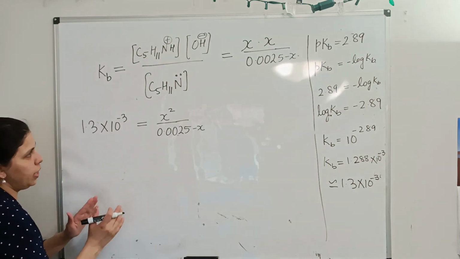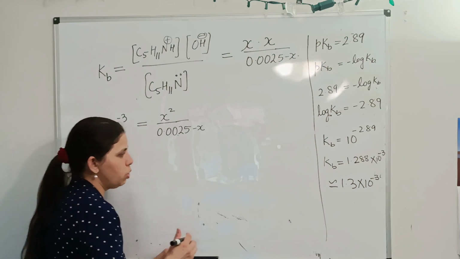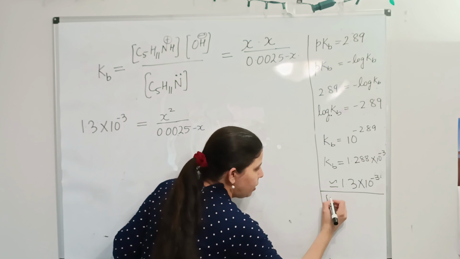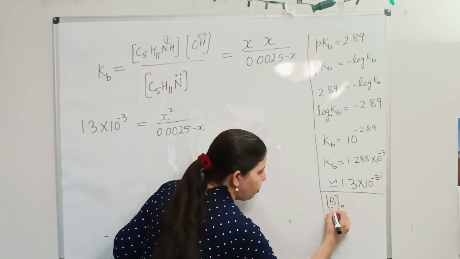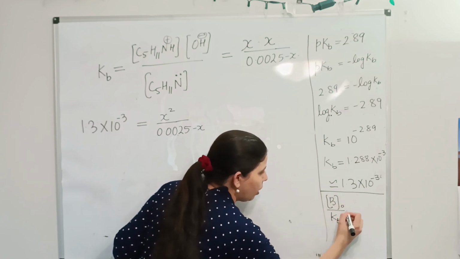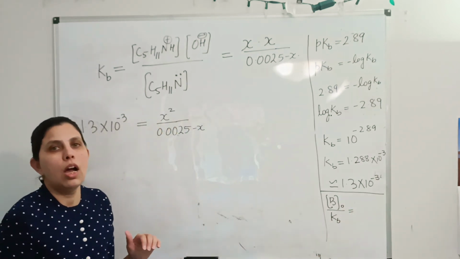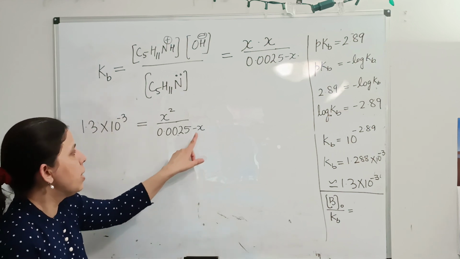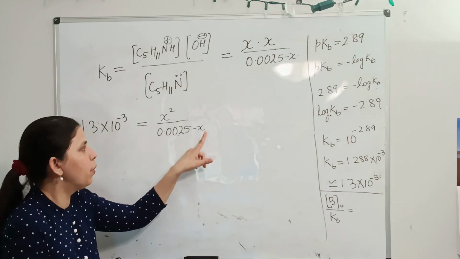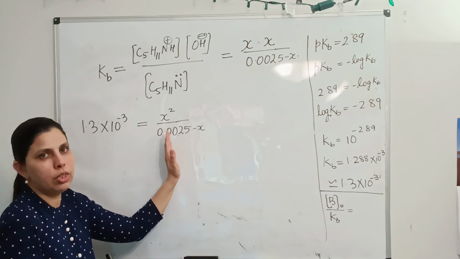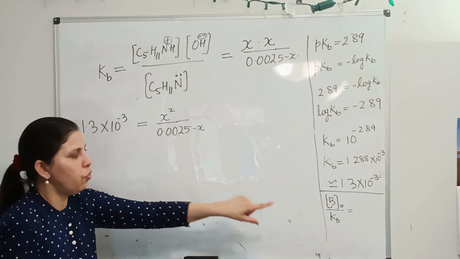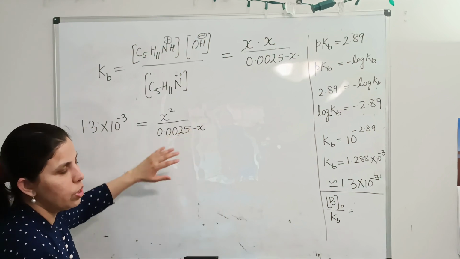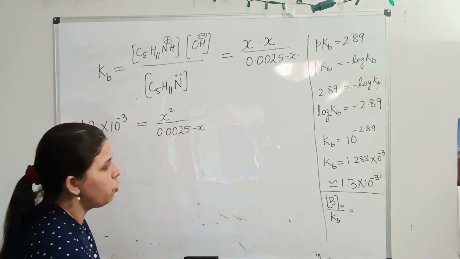To check if we can apply that approximation, what we can do is take the initial concentration of the base divided by Kb. If it comes out to be equal to or more than 400, then we can neglect or ignore x in comparison to this value. And if it is less than 400, then we have to use the other way of solving this equation and finding the value of x.